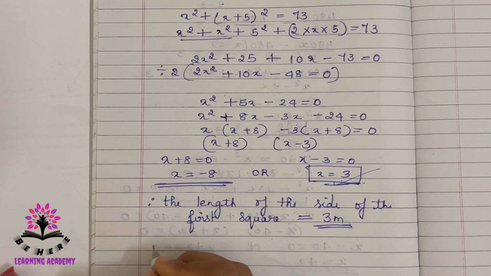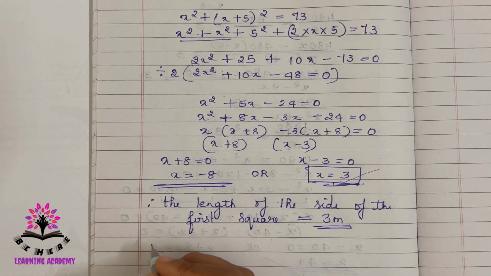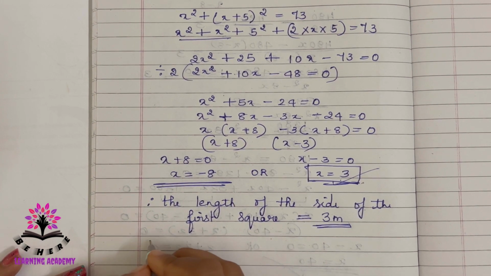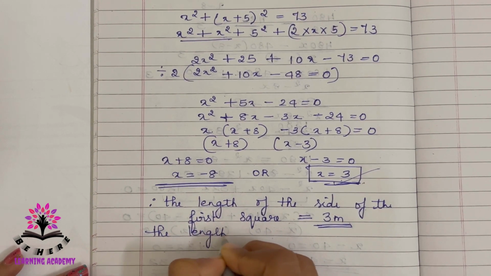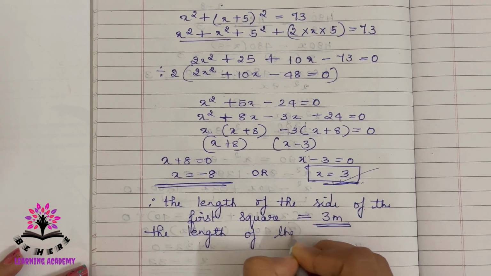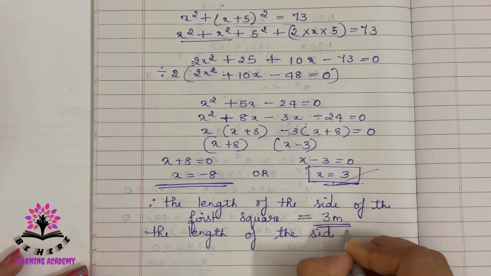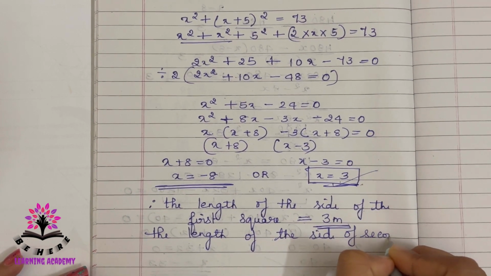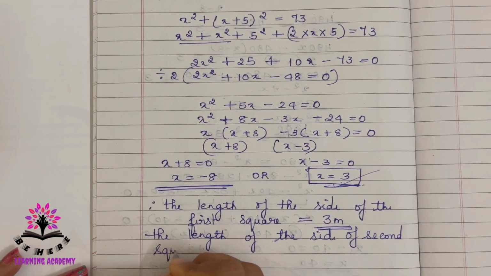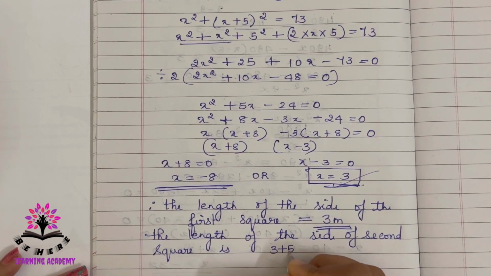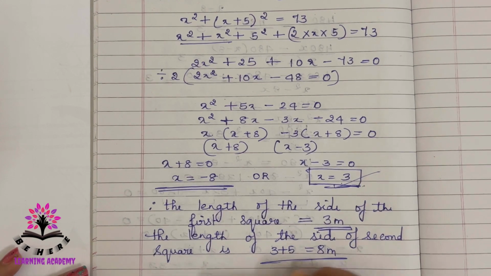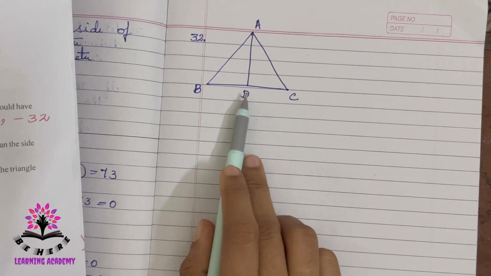And from the second equation we have written it already. So the length of the side of second square is 3 plus 5, that is equal to 8 meter. So let us solve the next question.